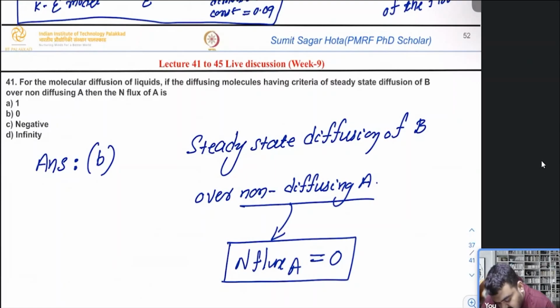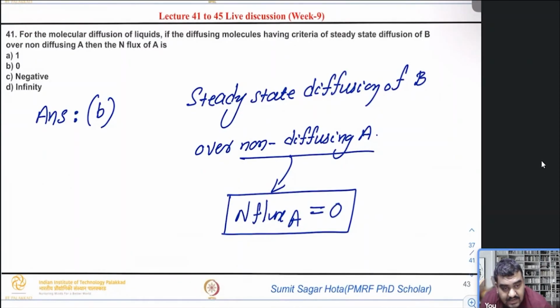So next question, for the molecular diffusion of the liquid, the diffusing molecules having the criteria of steady state diffusion of B over a non-diffusing A, then what is the n flux of A? The answer is B, which is 0. Because if something is in steady state and also non-diffusing, there is no effect. Here A is non-diffusing, so there is no effect on the diffusion, and then there will be no flux of A. Okay, so the n flux equals 0.